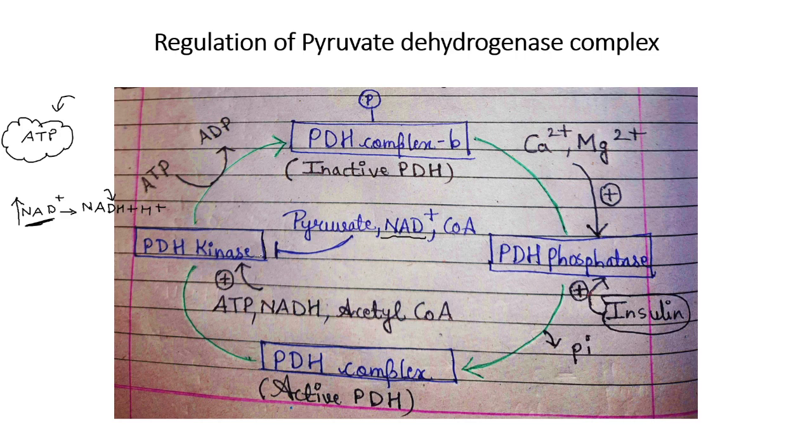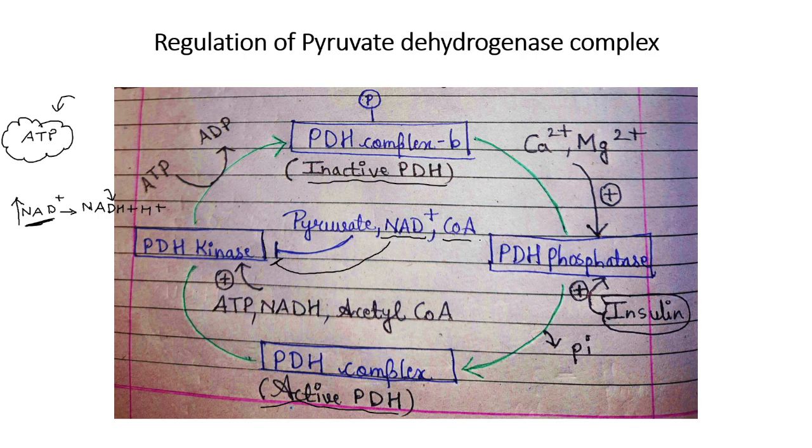and due to this PDH will be active, because we know that PDH kinase will add a phosphate group to the PDH complex and convert it into inactive form, which we don't want. We want active PDH complex, so that pyruvate oxidation into acetyl coenzyme A can occur and further ATP formation can occur. So we need to inhibit PDH kinase for pyruvate oxidation to occur, and that is why NAD plus is inhibiting PDH kinase. Similarly, coenzyme A.